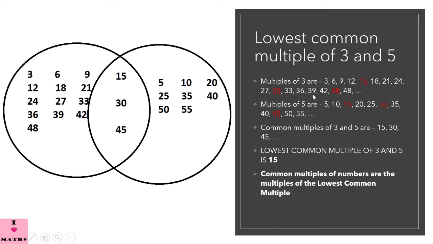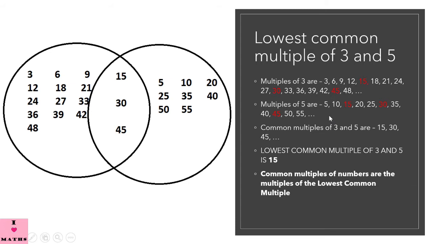33, 36, 39, 42, 45, 48, and so on. We can go on and on and on. Multiples of 5 are 5, 10, 15, 20, 25, 30, 35, 40, 45, 50, 55, and so on.